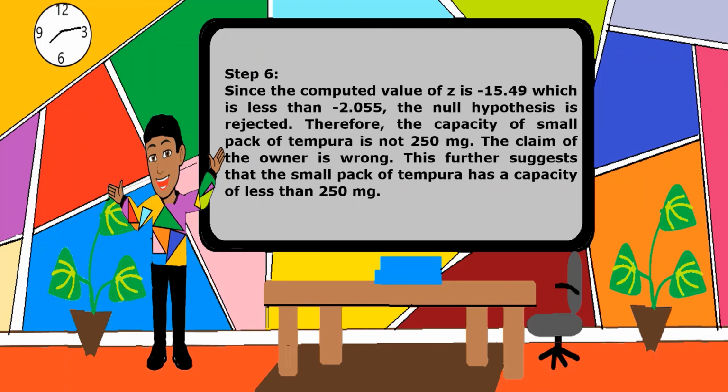Step 6. Making decision. Since the computed value of z is negative 15.49, which is less than negative 1.96, the null hypothesis is rejected. Therefore, the capacity of small pack of tempura is not 250 milligrams. The claim of the owner is wrong. This further suggests that the small pack of tempura has a capacity of less than 250 milligrams.